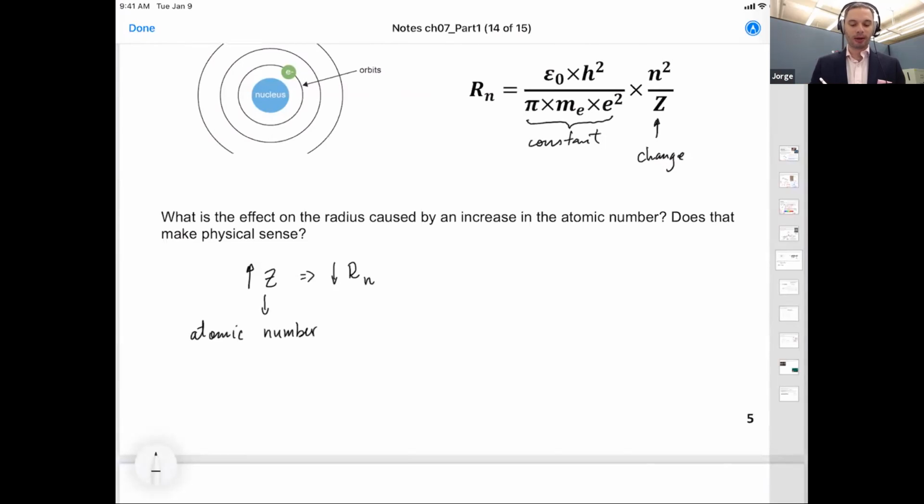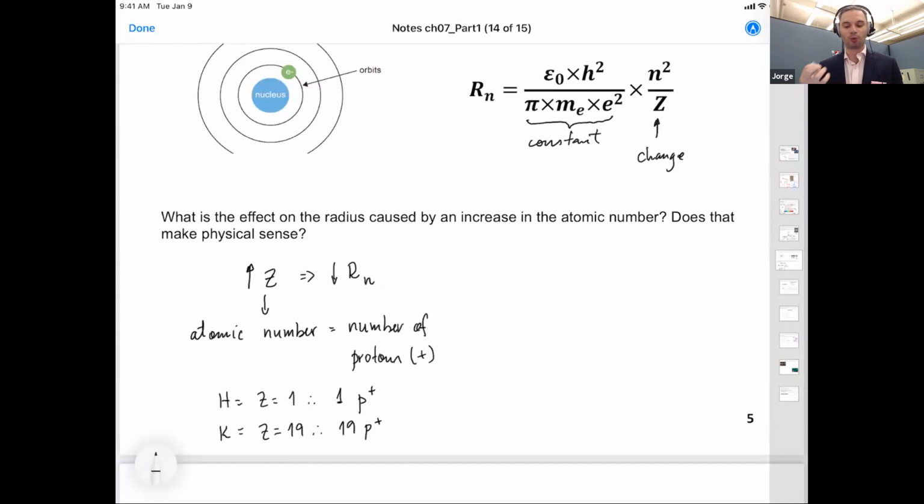Remember that the atomic number is equal to the number of protons, okay? And protons are the positive charge that's within the nucleus. For example, hydrogen has atomic number equal to 1, therefore 1 proton. So I'm going to represent proton as a P plus. If we go down the period, for example, potassium. Potassium has an atomic number equal to 19. Therefore, it has 19 protons, okay? 19 positive charges within the nucleus.